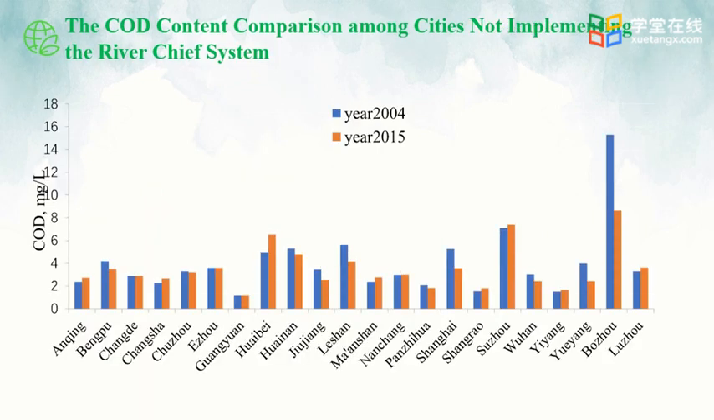Next, let's see the figure showing the comparison results of the COD content in surface water of cities not implementing the River Chief policy. We can see that for most cities from 2004 to 2015, the COD in the river did not change significantly, and the COD content of some cities even increased.